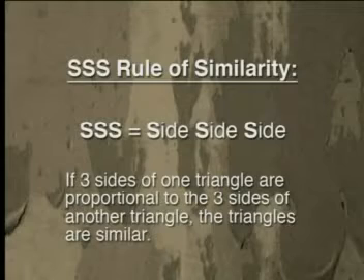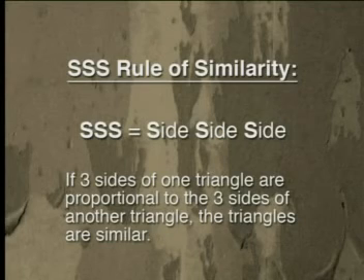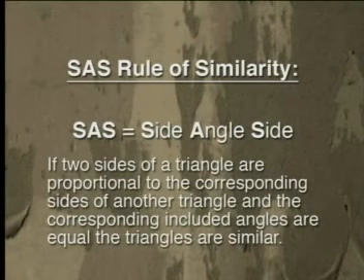The second rule is called the SSS rule of similarity. It states that if 3 sides of one triangle are proportional to 3 sides of another triangle, then these 2 triangles are similar. The third rule we discovered is called the SAS rule of similarity. It states that if 2 sides of one triangle are proportional to 2 sides of another triangle and the included angles of the triangles are equal, then the triangles are similar.